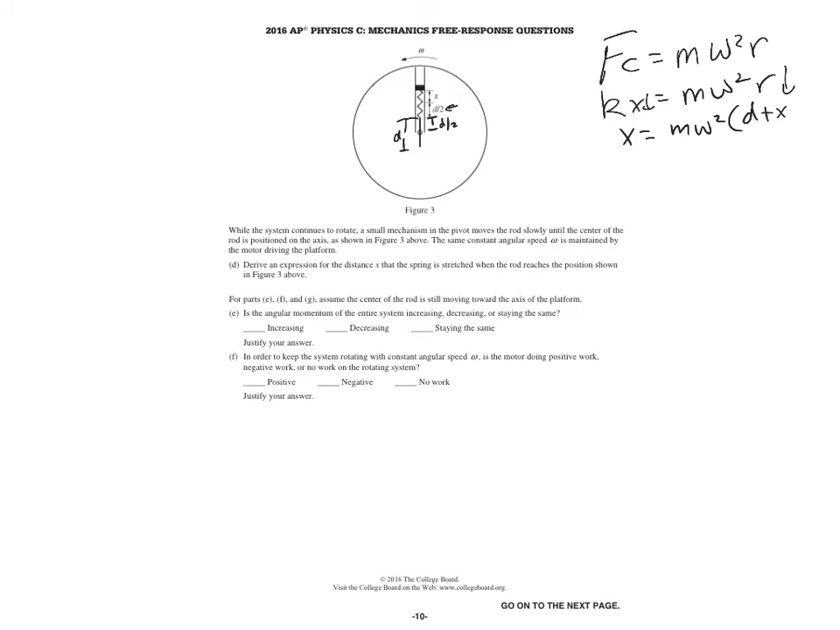Oops, I forgot. Sorry about that. d plus x. There we go. And then now we're going to solve for x. The way we're going to do this is by plugging in what we found earlier for k, which was 4m omega squared. Notice that the m's cancel, the omega squareds cancel, so we're left with 4x equals d plus x.